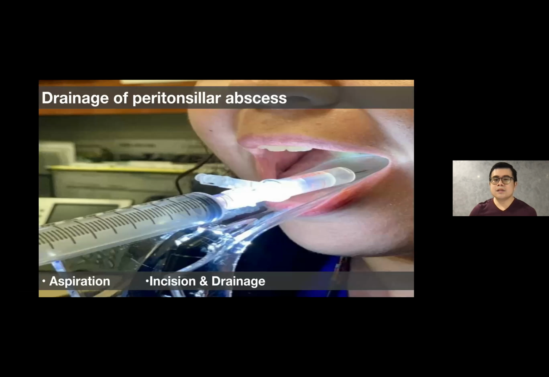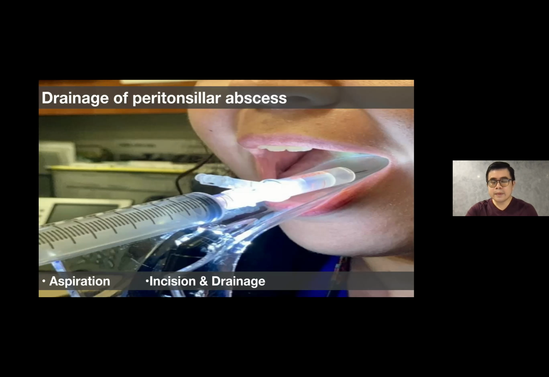So this patient needs to be admitted to the hospital for fluid resuscitation, for IV antibiotics, IV analgesia, some blood tests. If patient is pyrexial, do a blood culture as well. And most importantly, the treatment is to aspirate and to incise and drain the abscess under local anesthetic.